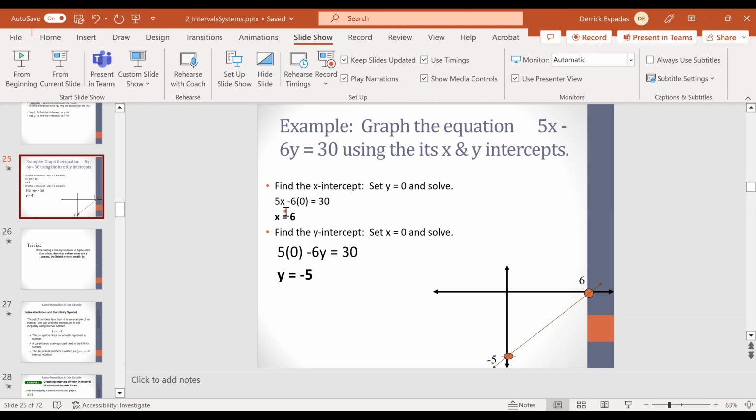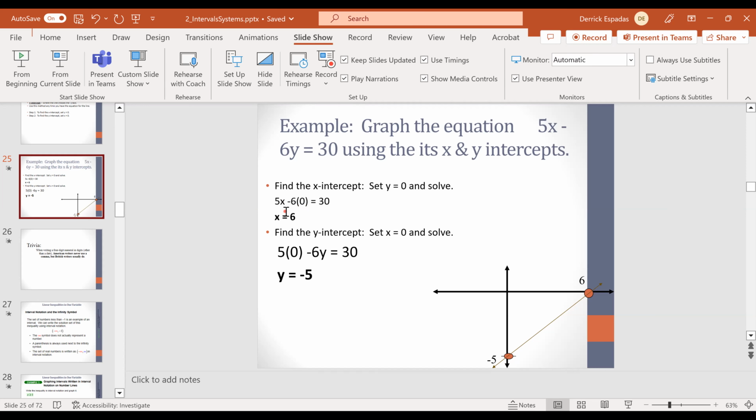So we have 5x, which is 5 times x, and the opposite of multiplication is division. So we're going to divide both sides by 5. 5 divided by 5 just gives us x, because 5 by 5 is 1. 30 divided by 5 is 6, so x equals 6.